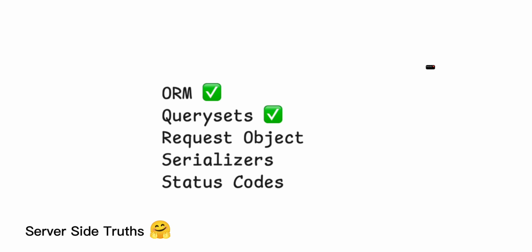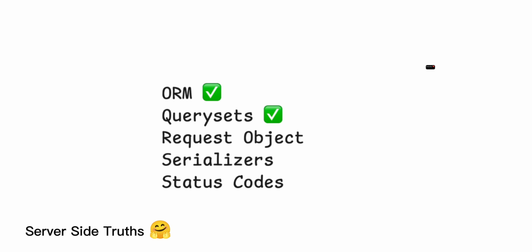So I have completed ORM and query sets in my previous video. This video will be about request objects, serializers and status codes. But I'm not going to just explain the theory. I'm going to explain these three topics, and apart from these three I will also cover ORM and query sets. These two topics I'm also going to cover through a project.